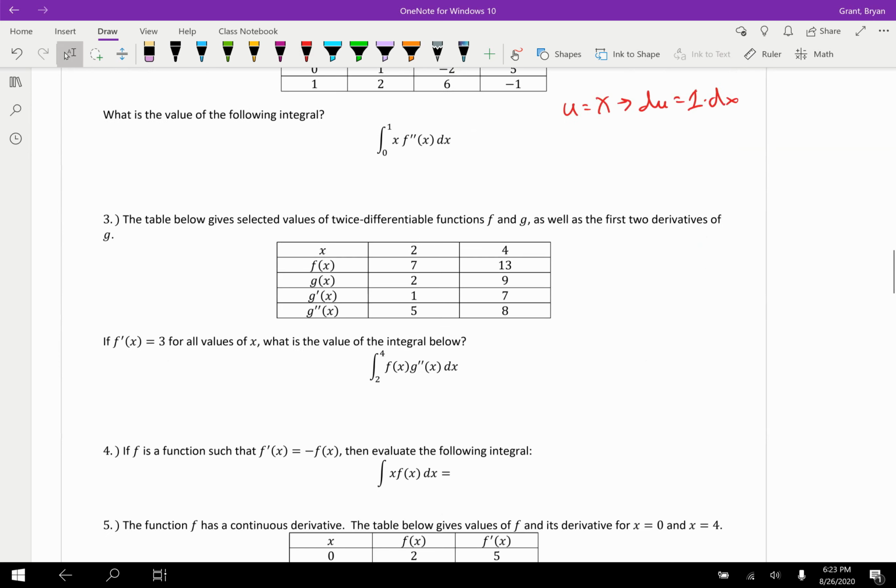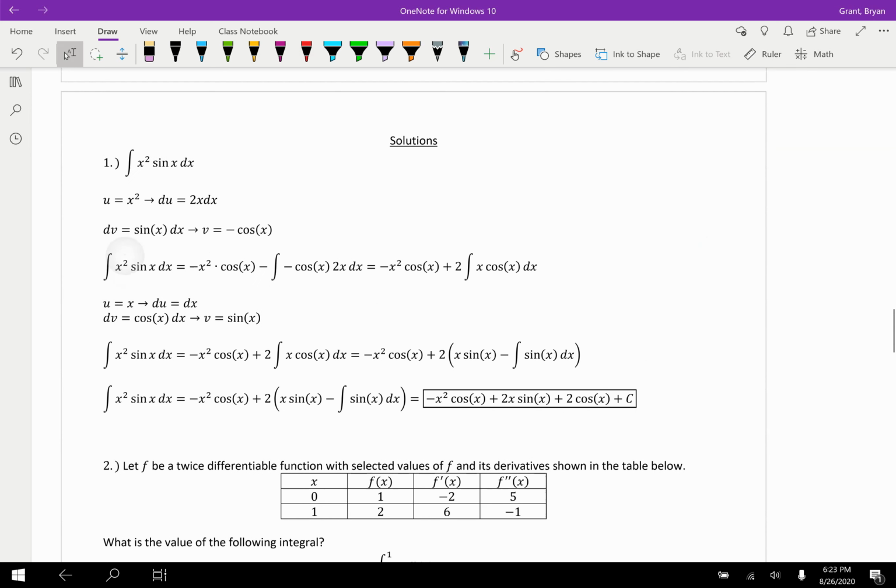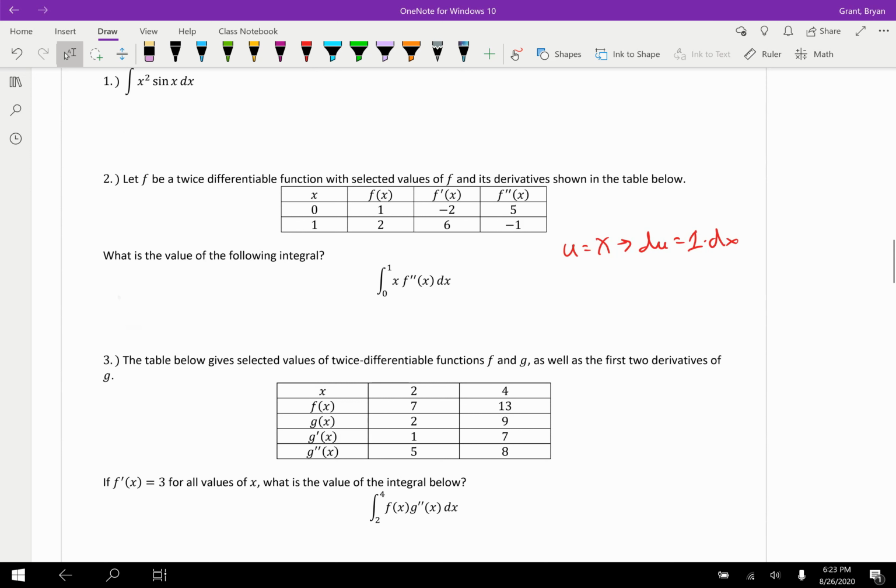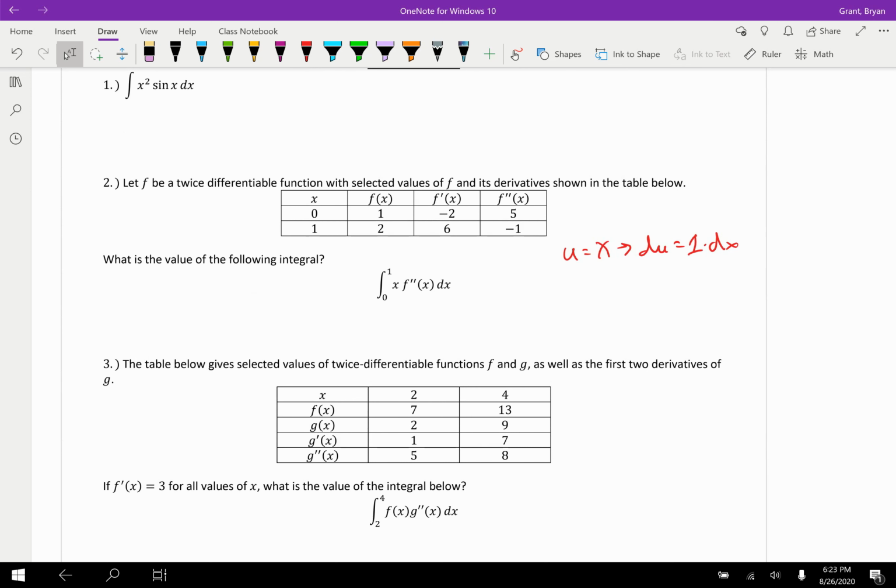If you need help, reach out to me. Check out the solutions that are over here. If you have a faster way to do it or you look up the tabular method, good on you. There's nothing bad about that. We'll come back next class for our partial fraction decomposition.